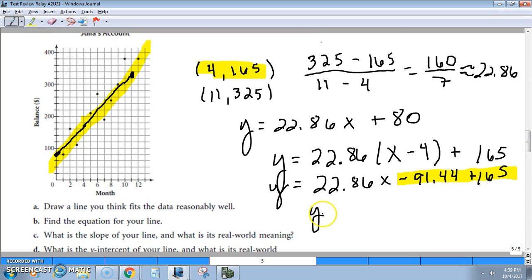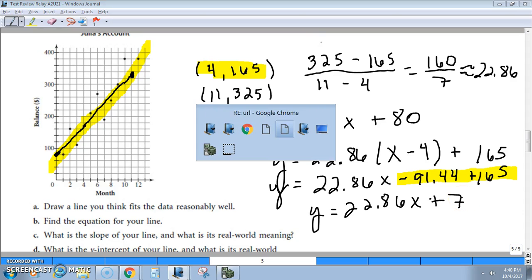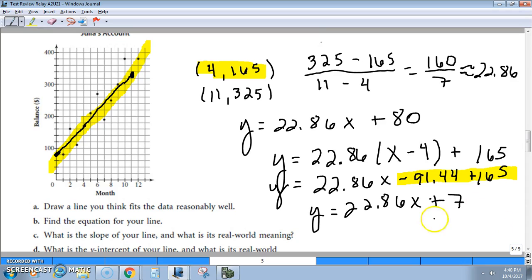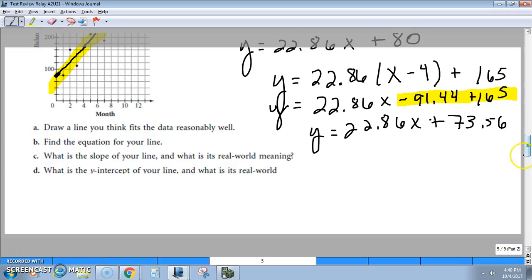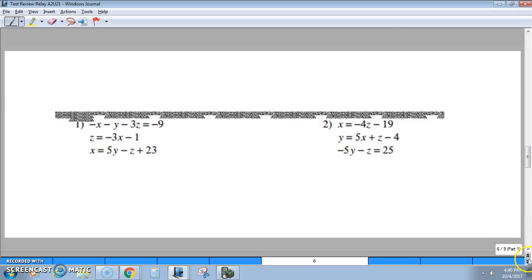If I did point slope form, my y-intercept would have been 22.86x plus 73.56. Okay, either way, I just wanted to do some explaining here. Don't forget, what does the slope of this line mean? It means that $22.86 is how much money she's putting into this savings account every month. And the y-intercept, the 73.56 or the 80 if I was just estimating, is the amount that she started with in her bank account. Okay, but you guys have been pretty good at that. I'm not too worried about that.